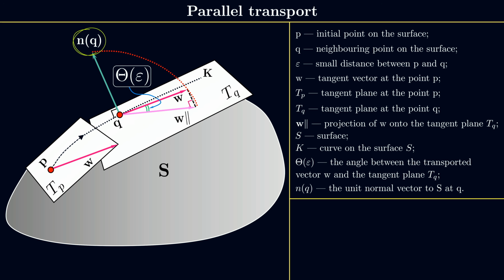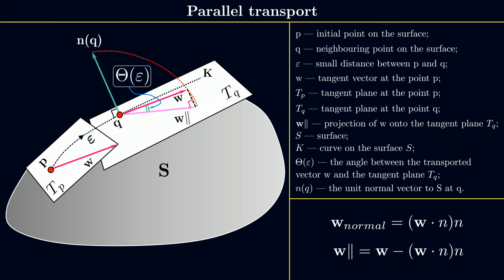Let's denote by n of Q the unit normal to the surface at point Q. Then the normal component of the transported vector is equal to. To get the tangent component, it is sufficient to subtract its normal component from W. The resulting vector now lies in the tangent plane of the surface at point Q and represents the result of extrinsic parallel transport.